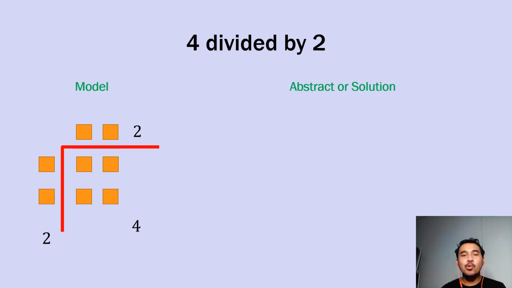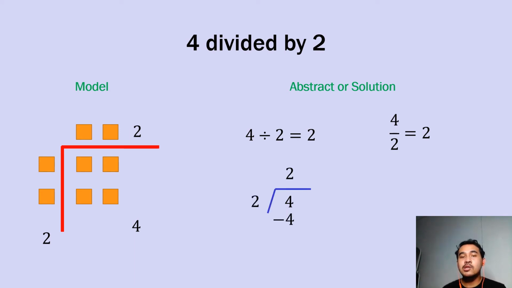Now in abstract or solution, this is how it happens. There are 3 abstract solutions that I'm going to present. First one is 4 divided by 2 equals 2. Second, 4 over 2 is equal to 2, that's the fractional form. And then the long division is 4 divided by 2. The answer is 2. Then 2 times 2 will be 4. And then you deduct, so the answer would be 0.